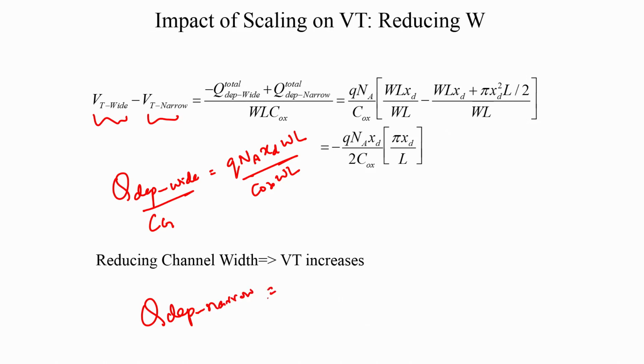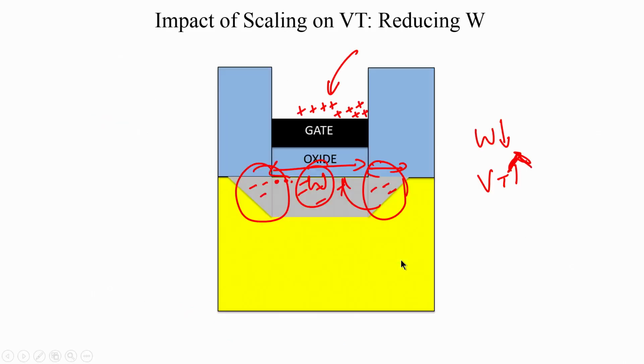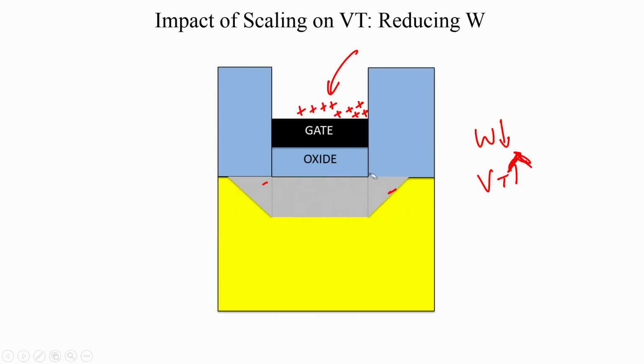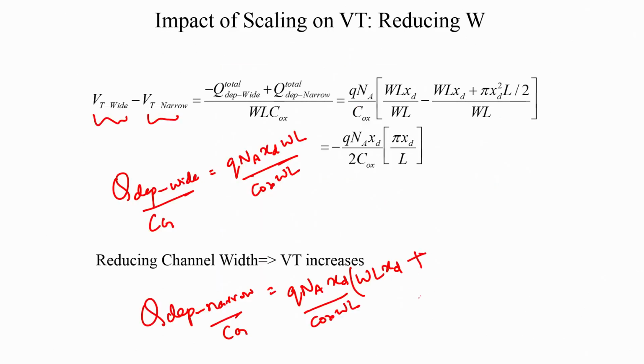What is the total depletion charge in a narrow channel device? Now the side regions cannot be ignored. So even in the wide device the side regions are present, but W plus anything on the side is approximately W. This excess charge is very minuscule compared to the total charge in the gate, but now it is not. So in this case it is going to be Q Na XD by Cox WL into W L XD, which is the regular region that you already need to deplete, but we are now depleting some extra regions.